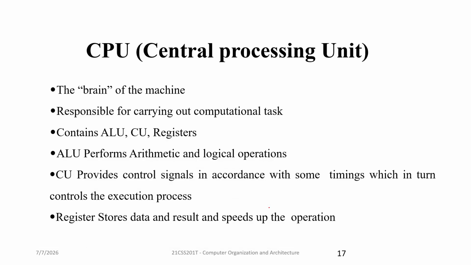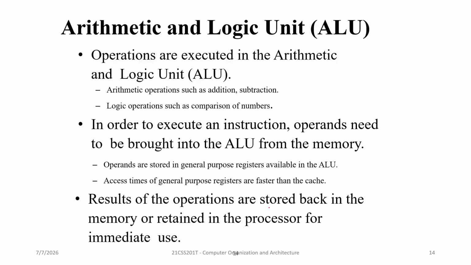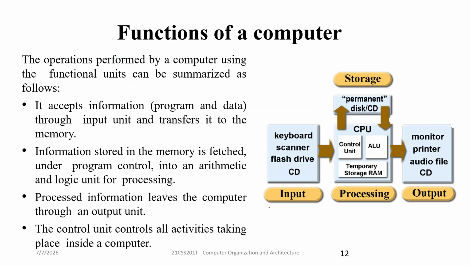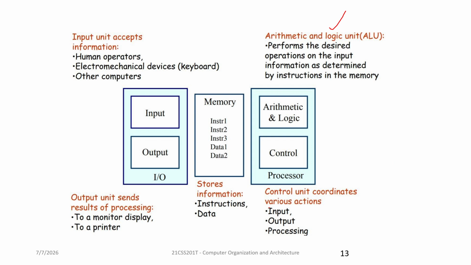So now I will summarize the functional units. There are 5 units, as I told. One is the input unit, second is memory, third is ALU, that is arithmetic and logical unit, fourth is output unit, and fifth is control unit. The function of the input unit is it gets the input from the user. For that it uses any one of the input devices such as keyboard.